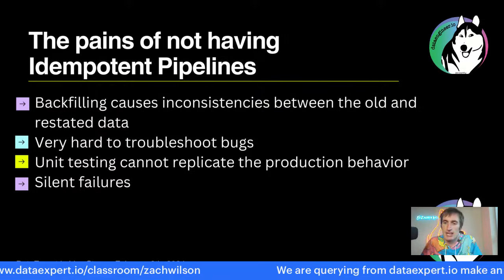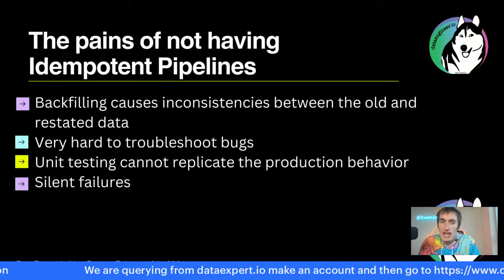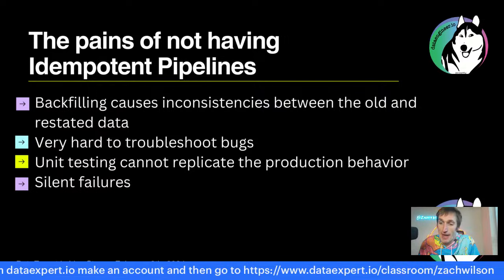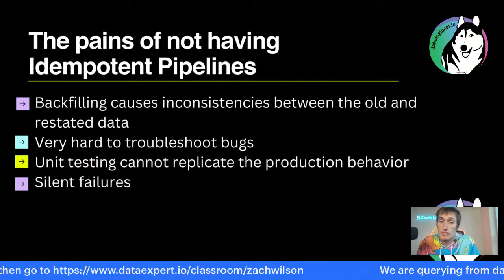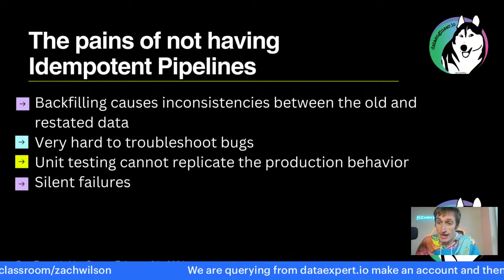Other things, the unit tests cannot replicate the production behavior, because if you're relying on the latest partition in production, you can't emulate that pattern with a unit test. So unit test coverage cannot save you when you are designing your pipelines with these non-idempotent errors in them.